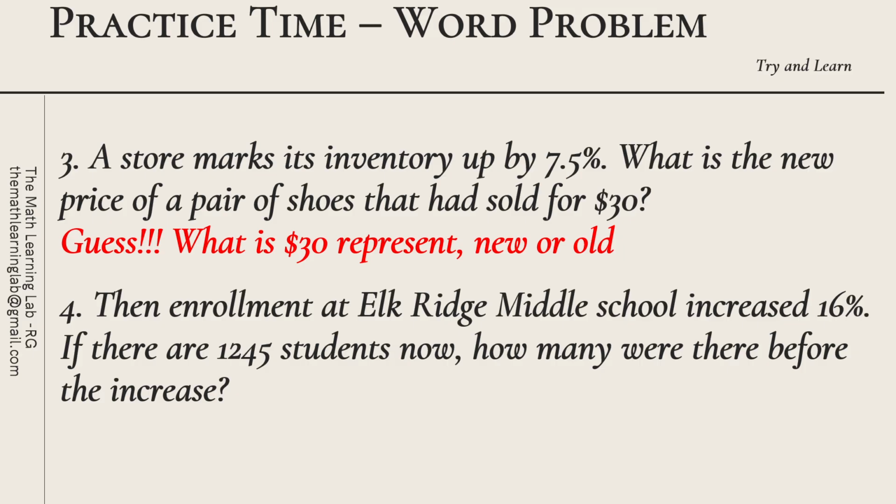Another problem to try on. A store marks its inventory up by 7.5%. What is the new price of a pair of shoes that had sold for $30? Start thinking, what is 30 representing? It's new or old, and it's a markup or markdown. Since the phrase inventory up is given, we can think it is a markup. So the percent would be 107.5%. Then start working on it.